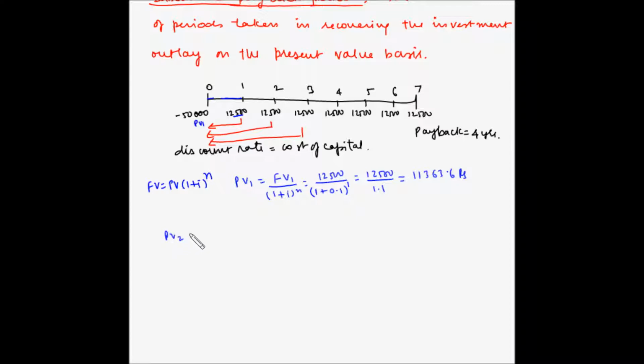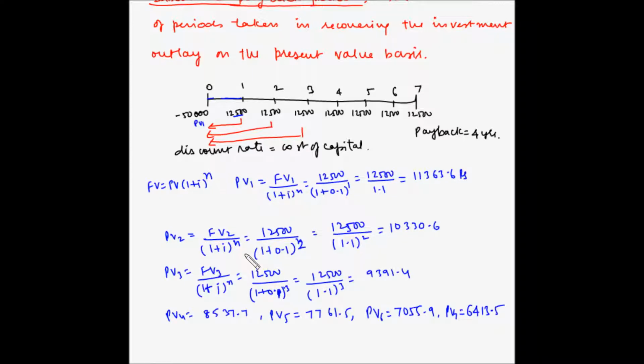Similarly, PV2 is equal to FV2 divided by 1 plus I to the power n. So PV2 is also 12,500. So 12,500 divided by 1 plus 0.1 to the power n, where n is actually 2. So this becomes 12,500 divided by 1.1 square, and this is equal to 10,330.6. Let me note down the present value for the remaining years also. So these are the values of the discounted cash flow for each of the cash inflows.